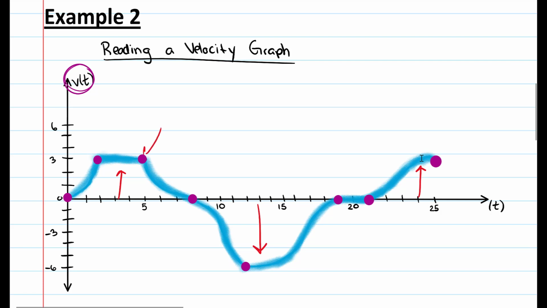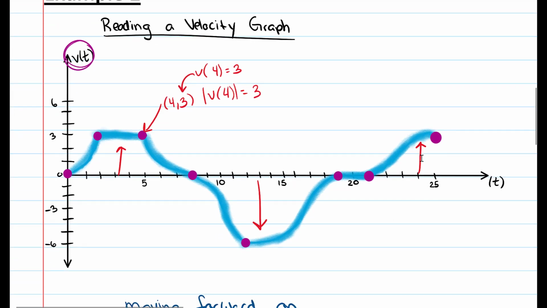So here, this is the coordinate (4, 3), and my velocity is 3. So v of 4 is equal to 3, and the absolute value of v of 4 is also equal to 3. Whereas right here, I have v of 12, and I'm going to get negative 6. So my velocity is negative 6. However, my speed is equal to positive 6. So speed is always a positive number.